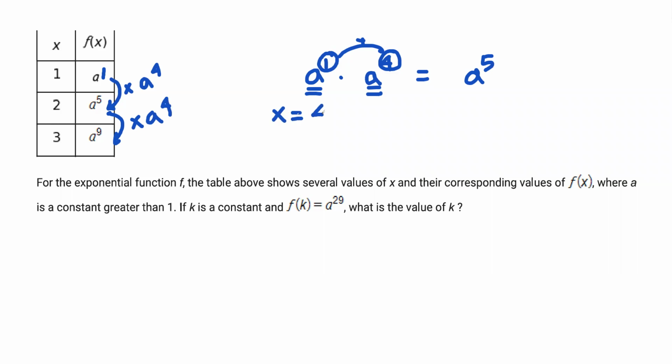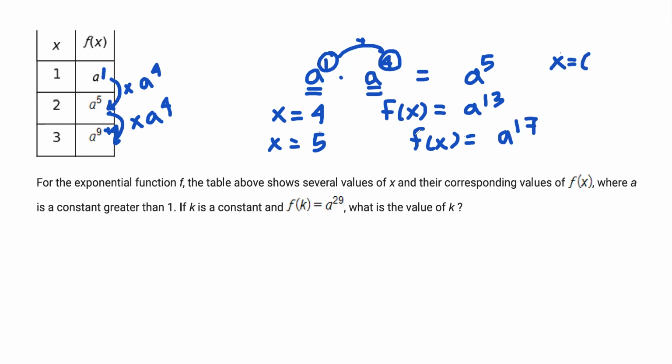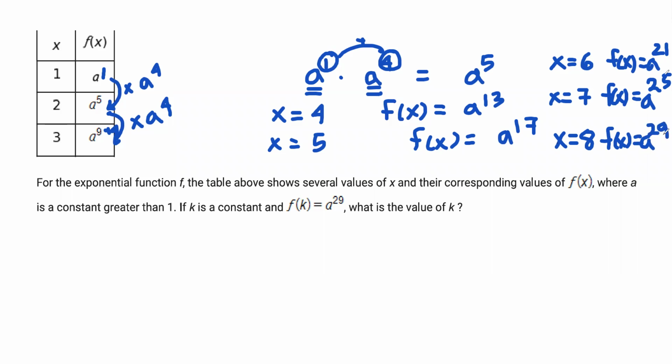So when x equals 4, your f(x) value will be, again add 4 with 9, you'll get a to the power 13. For x equals 5, your f(x) value will be a to the power 17. If you go on like that, you'll get f(x) equals a to the power 21, x equals 7, a to the power 25. And when x equals 8, you'll get a to the power 29. So when you plug in x equals 8 in place of k, your y value will be a to the power 29. So that's it. The value of k will be equal to 8.